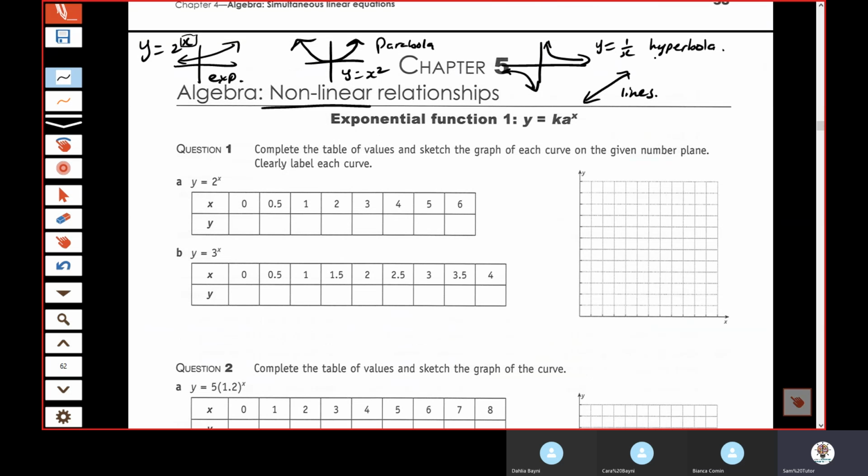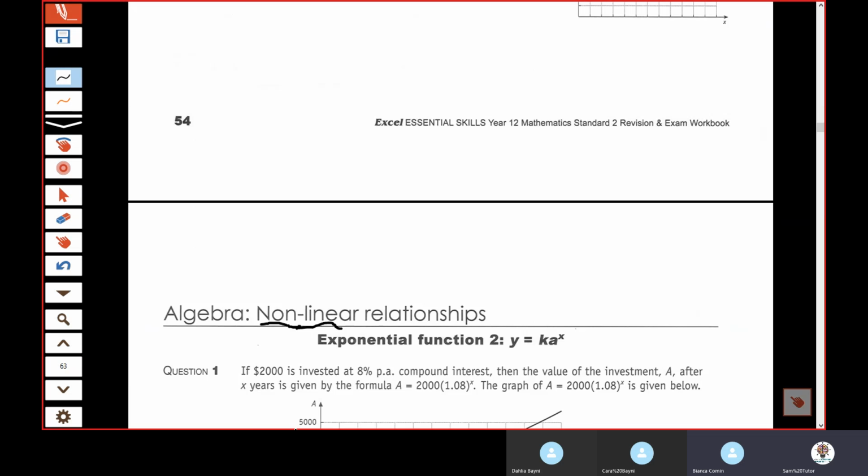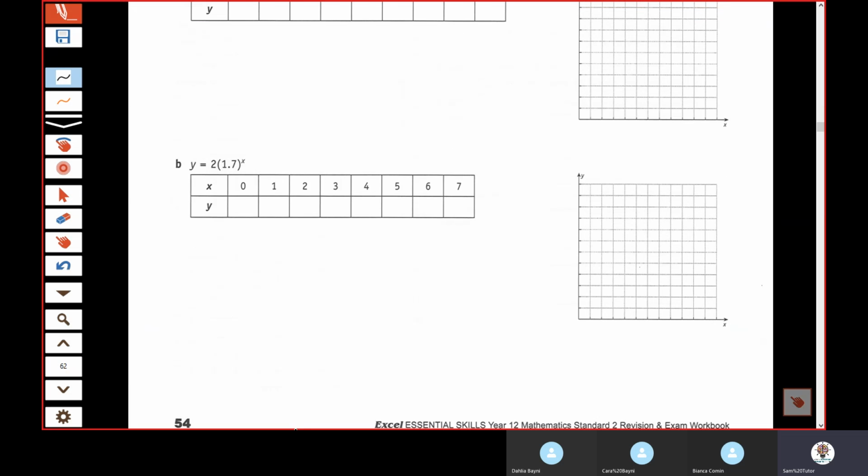Exponentials, parabolas, hyperbolas. So, pretty straightforward. The first few are just going to be completing the table of values. So I don't think that's too complicated. All right. So let's just do that.